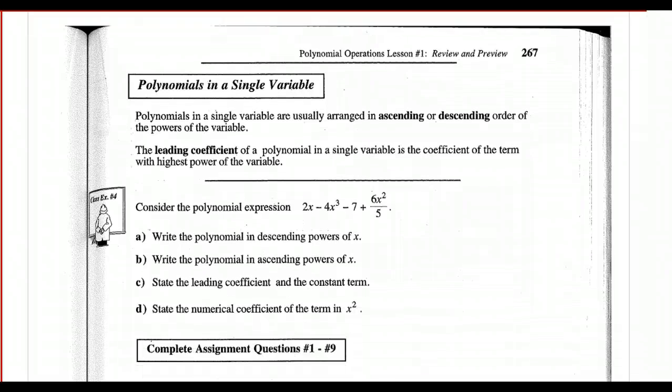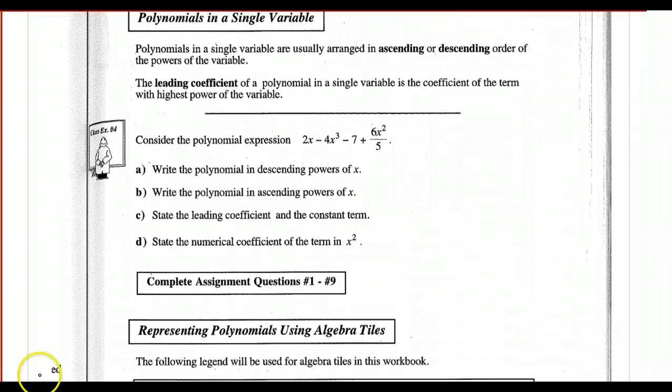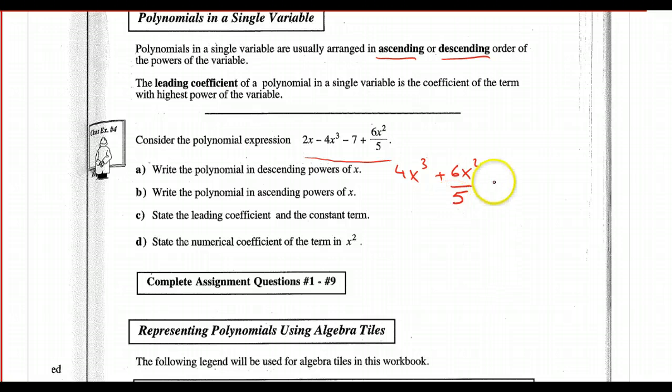Okay, let's move on. A couple more definitions here. We can arrange polynomials in ascending or descending order. And the way we do that is we look at the powers of the variables. So in this case, we can write the polynomial in descending order. So we would write 4x cubed plus 6x squared over 5, and then we have plus 2x minus 7.